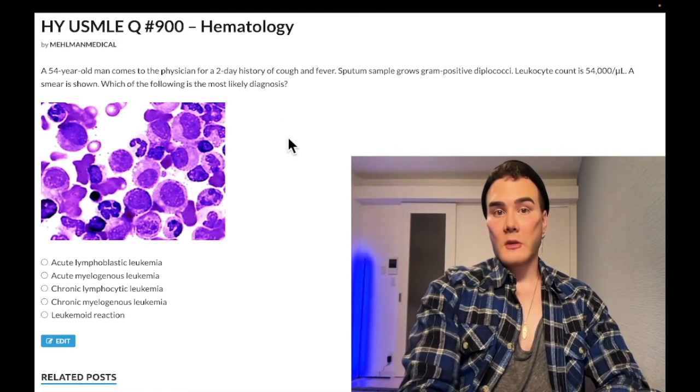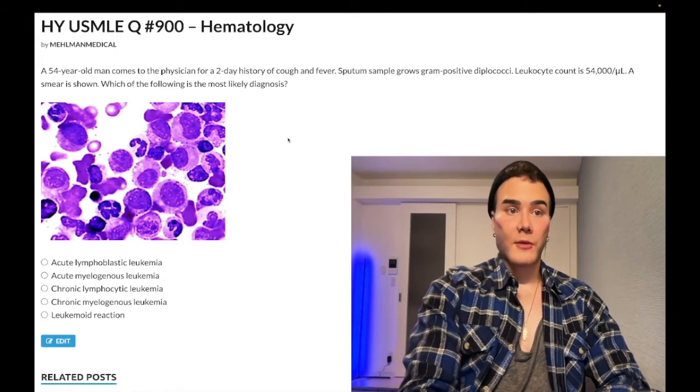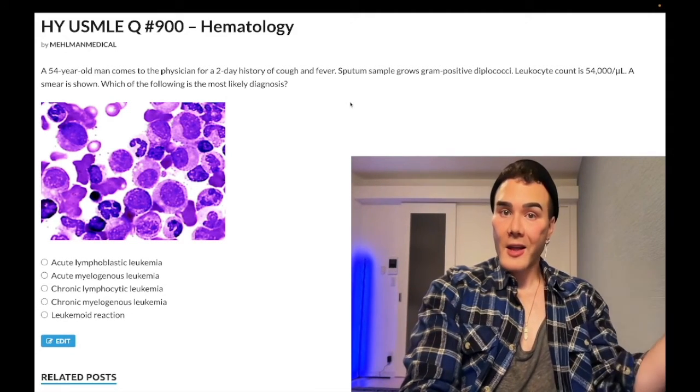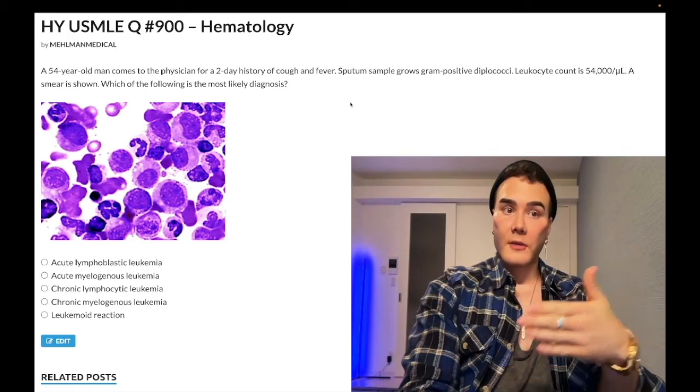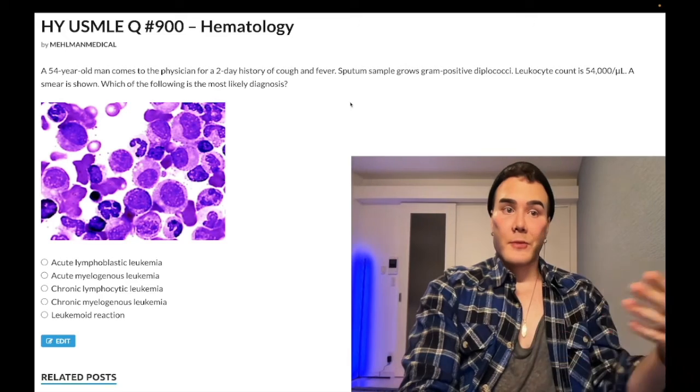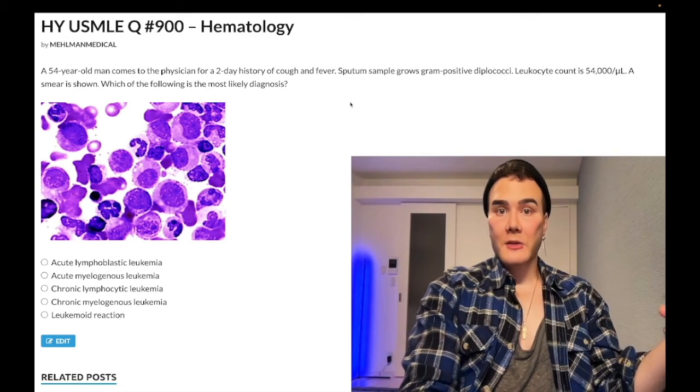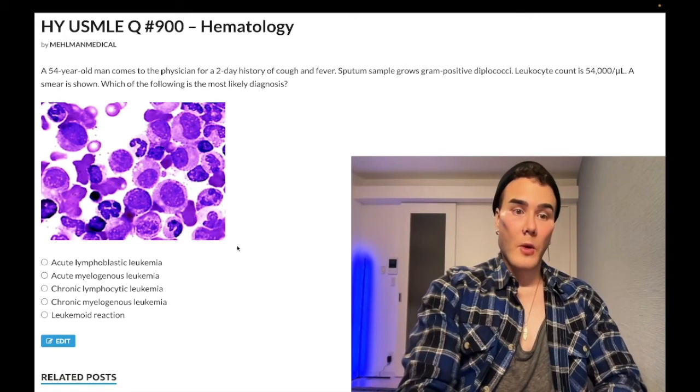So they can just tell you in a stem that there's 30% blasts, 50% blasts. That's what they would tell you for AML. So we said for ALL, be a kid, high leukocyte count, 90% lymphocytes. If it's AML, they're just going to say 30% blasts, 50% blasts, and it's an adult. Wrong answer.